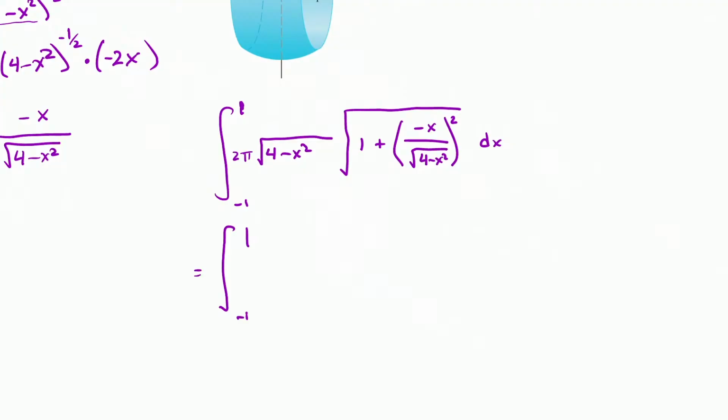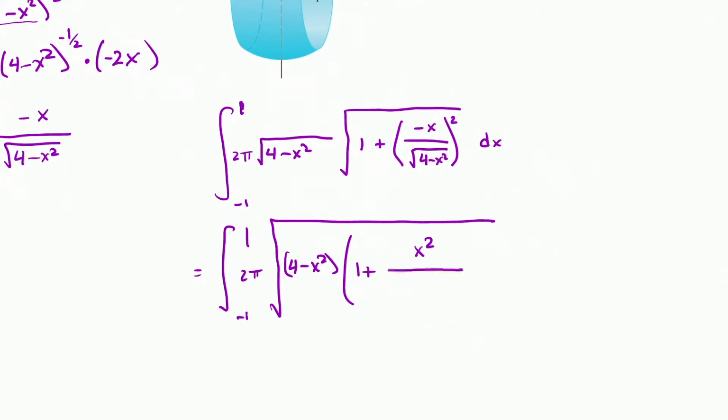Okay, so first things first, we're going to do a little bit of algebra. Here's what I'll do: I'll combine the 2 radicals. Sorry, we don't need a double radical there. So that we have the square root of 4 minus x squared times 1 plus x squared over 4 minus x squared.